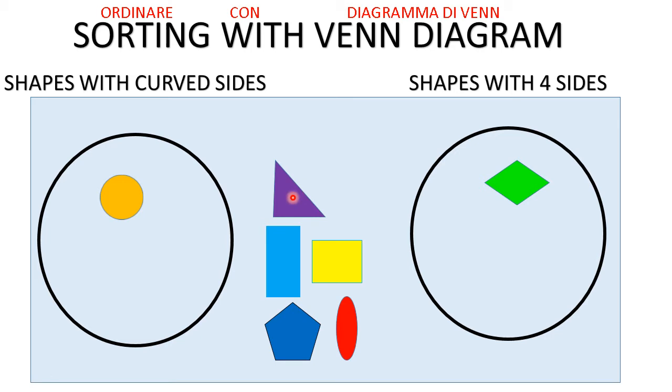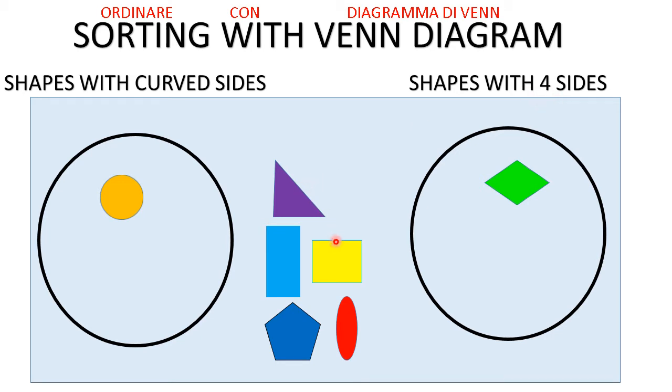How about this triangle? That's right, it stays outside. It does not have curved sides, and it does not have four sides.